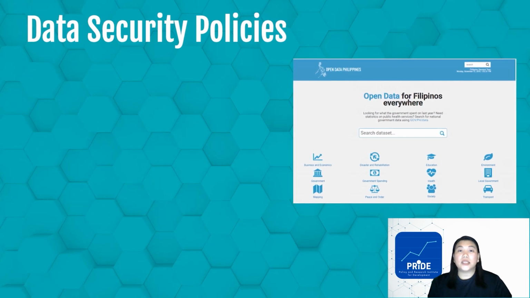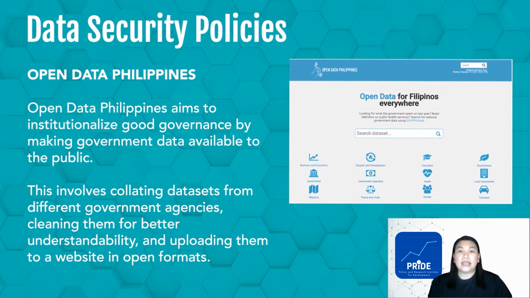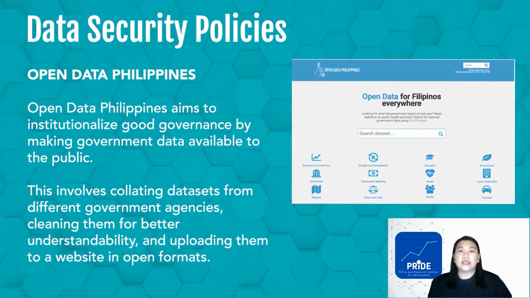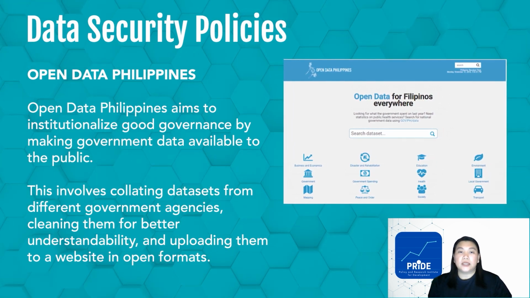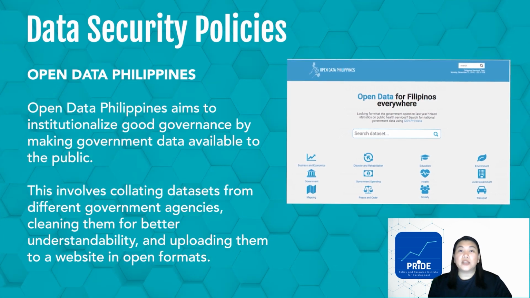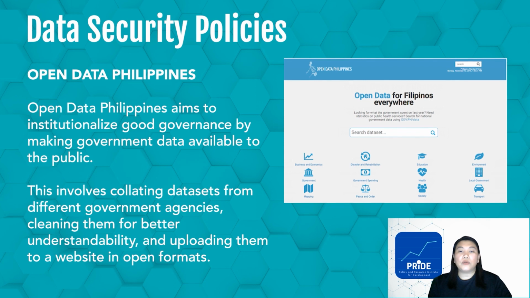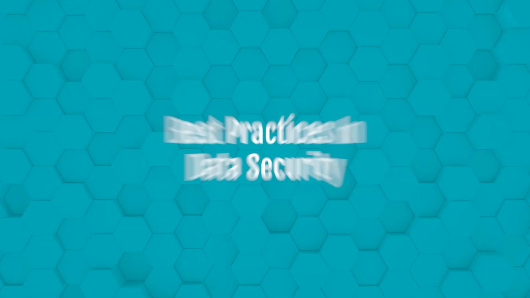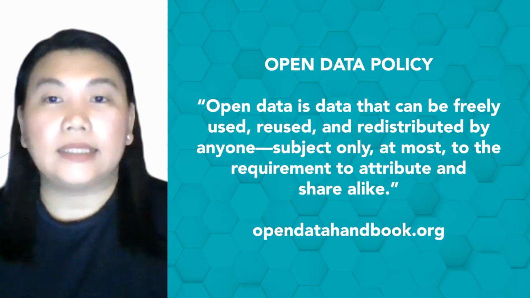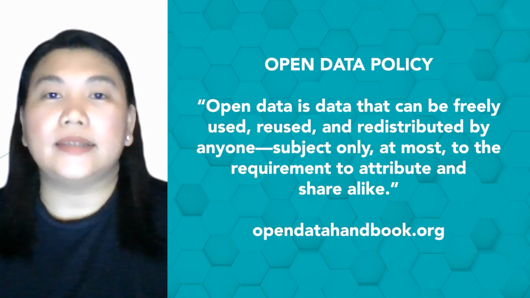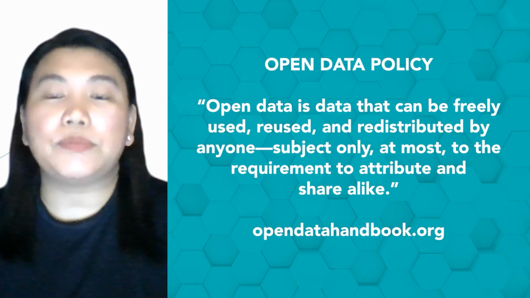Another policy in our country is the Open Data Philippines, which can be found in data.gov.ph. Open Data Philippines aims to institutionalize good governance by making government data available to the public. This involves collating datasets from different government agencies, cleaning them for better understandability, and uploading them to a website in open formats. According to OpenDataHandbook.org, open data is data that can be freely used, reused, and redistributed by anyone, subject only at most to the requirement to attribute and share alike.